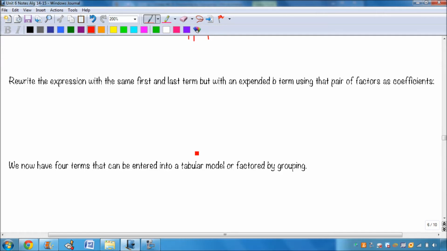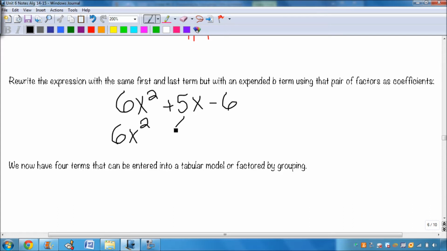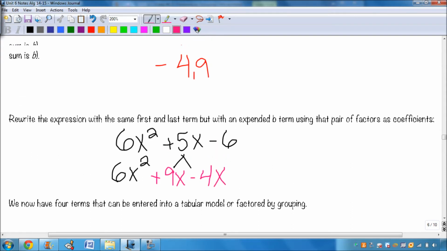So it says in step D, rewrite the expression with the same first and last term, but with an expanded B term using that pair of factors as coefficients. So basically, if the problem originally said 6x squared plus 5x minus 6, all I'm going to do is copy down the first term, but I'm going to split up the B term into 2 separate terms using the numbers that we decided to use right here.